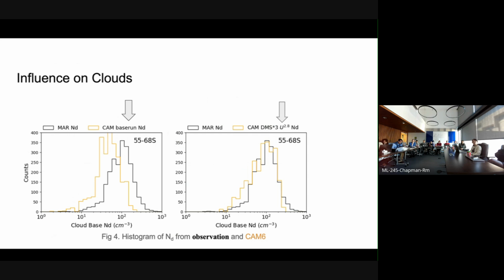How does it influence clouds? Here, this is a histogram of cloud droplet number from the lidar and radar combined retrieval. From the observation in black, from the model in yellow, from the base run on the left, from the updated run on the right. This is the combined update of CSAT and sulfate. We do see the change of mode here, that the mode from the updated run is closer to the observed mode. However, there are still some scenarios where the ND is super high in the observation data, but it's not captured by the model.